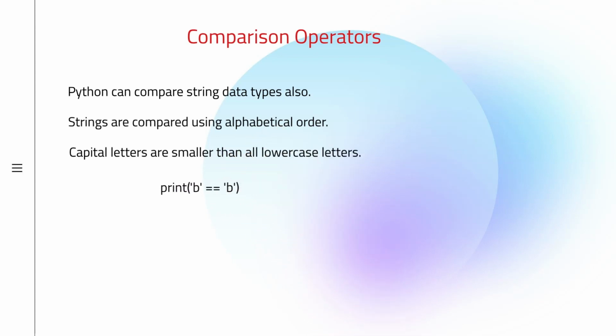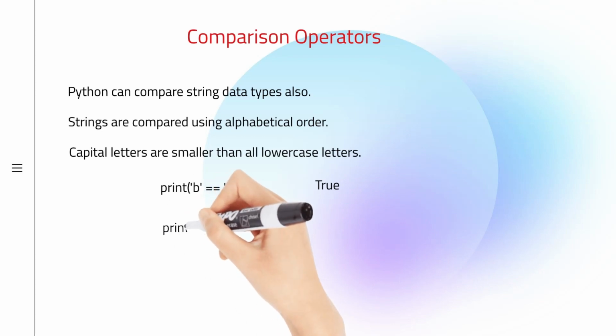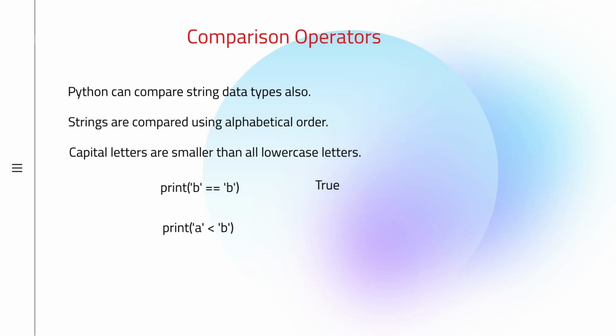B equals B returns true as both are in small caps. A less than B returns true as both are in small caps and A comes before B in alphabetical order.